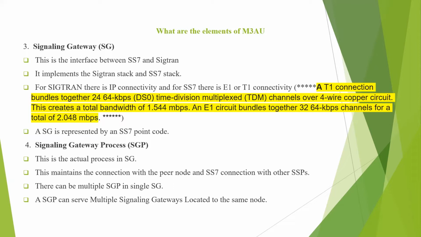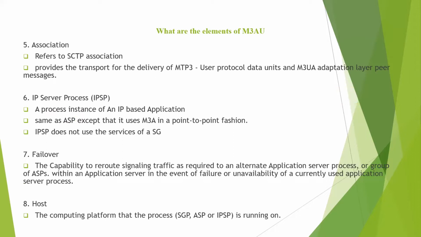Basically, as we had seen, SS7 uses the E1 or T1 connectivity, but now SIGTRAN connectivity is IP-based. So M3UA helps integrate SIGTRAN to enable SS7 to communicate by IP through M3UA. We have the signaling gateway processes. This is the actual processes running on the signaling gateway. We have associations, which refers to the Stream Control Transmission Protocol association. We have the IP server process, a process of an IP-based application.